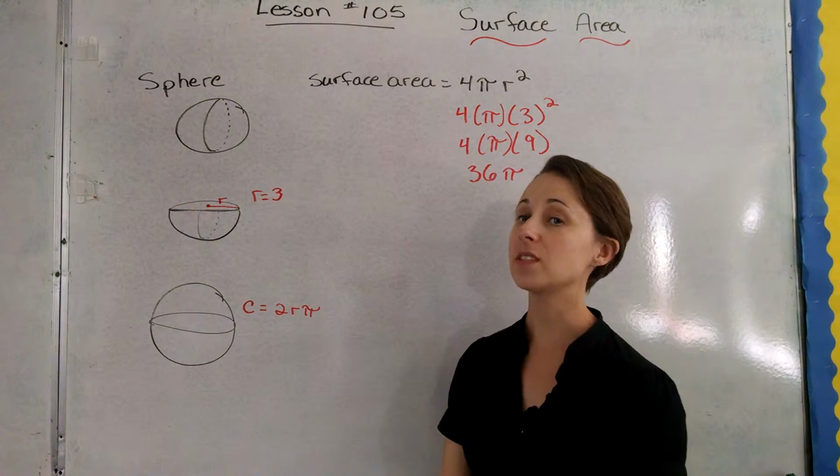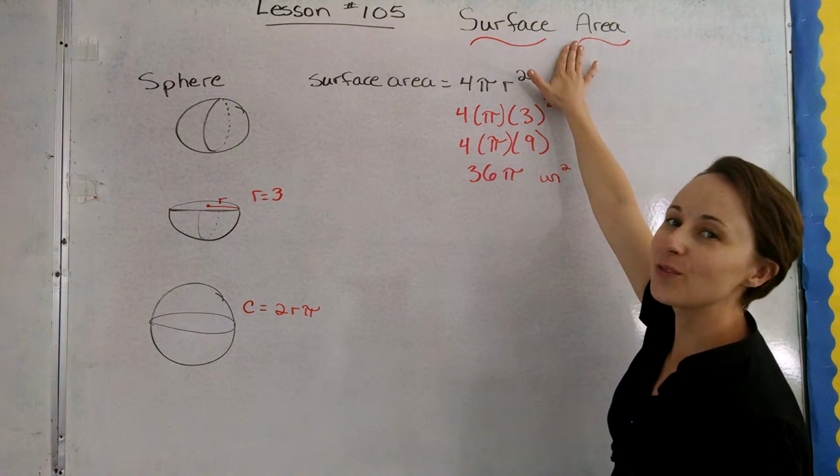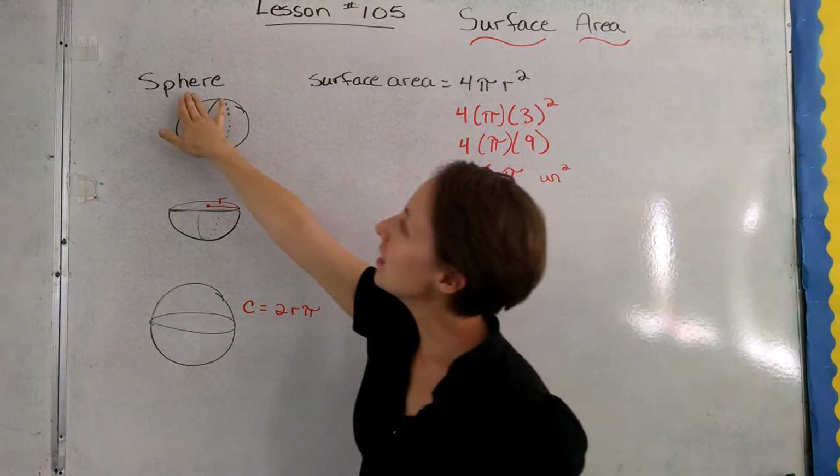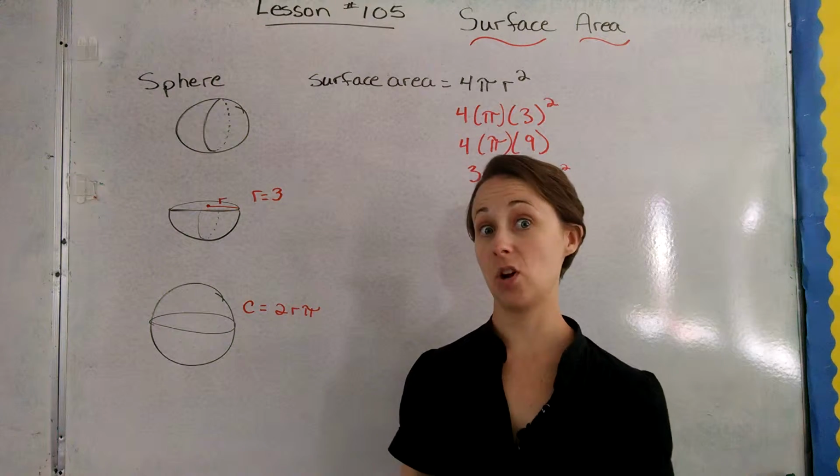This is Saxon Math for 6th grade. Last time with surface area, I promise. Last but not least, we have a sphere. And a sphere is a little more difficult.